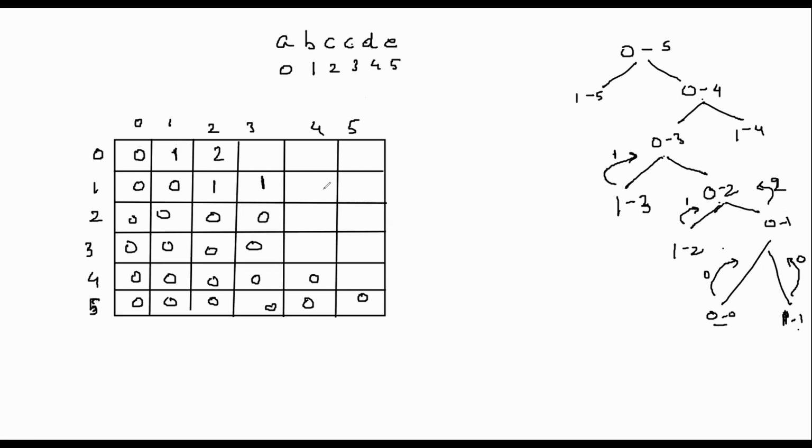Similarly, we can fill the complete subarray, and our answer would be stored at 0 comma 5, because initially this is what I was given. So what would be the complexity? The time complexity is filling this subarray. What is the subarray size? Size is n cross n, where n is the size of the string, so which is O of n square.